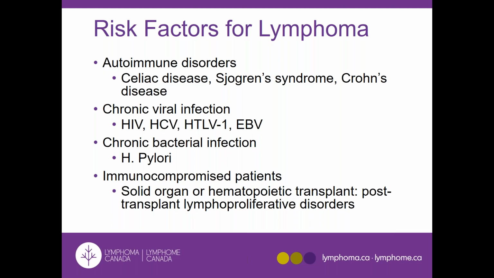And patients who are immunocompromised, so who have had, for example, an organ transplant, such as a lung transplant or a liver transplant, get a particular type of lymphoma called post-transplant lymphoproliferative disorder. And usually we know well in advance, of course, that they have this risk factor when it occurs.